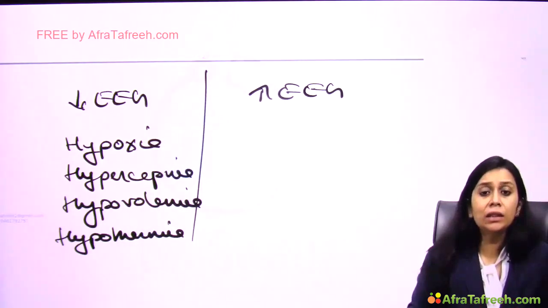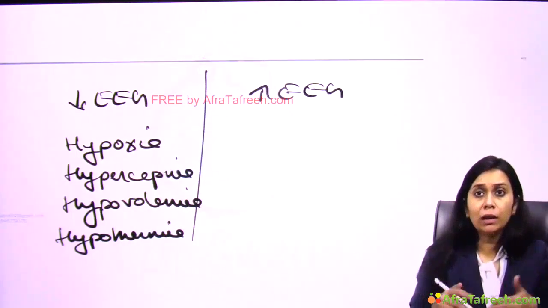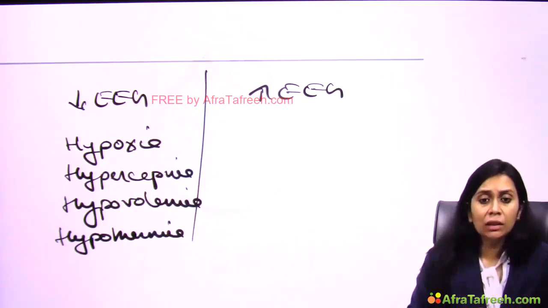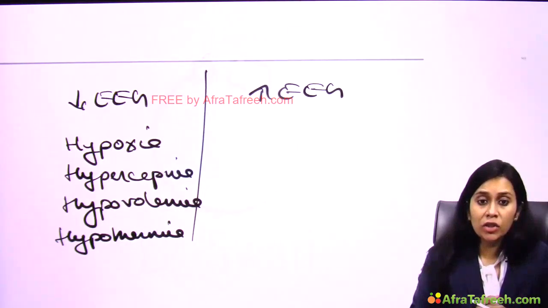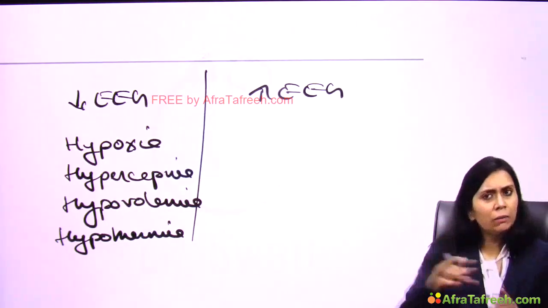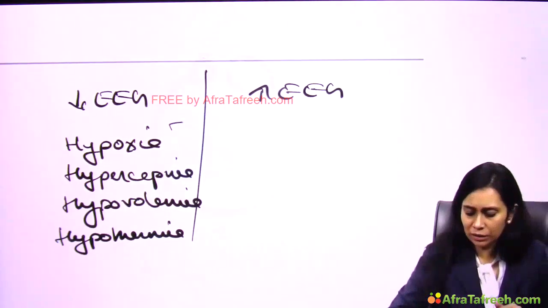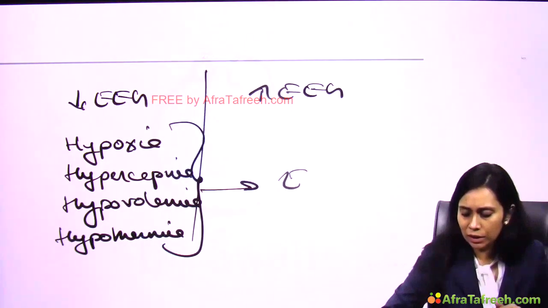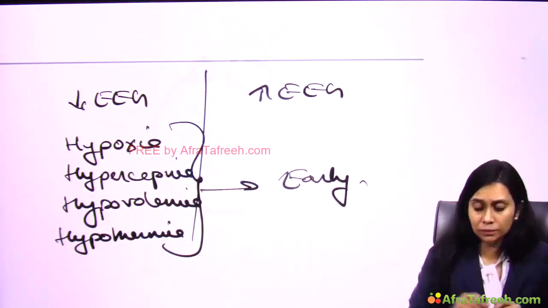But when they are in their early stage, early hypoxia, early hypercapnia, early hypovolemia, early hypothermia, there is a sympathetic stimulation, right? Because in the early phase in hypoxia, we try to fight against hypoxia. There is a sympathetic stimulation, and then EEG activity in the early phase would increase. But if hypoxia per se is written alone, it decreases EEG activity. So these four in their early stage increase EEG activity. Got it?